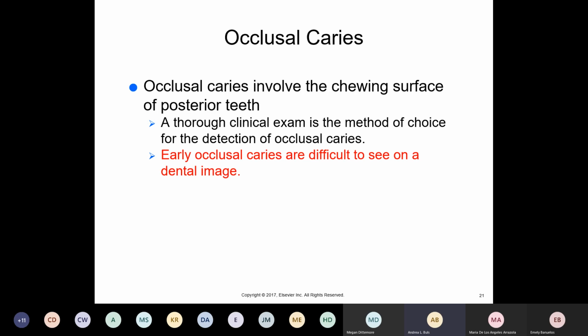So the bad thing about occlusal caries is they're very hard to detect on X-ray. When you look at the occlusal surface, we've got all of these cusps, and they kind of superimpose themselves on each other when we take an X-ray. So the decay has to be pretty deep into that occlusal surface, almost through the enamel, before we can actually see it on an X-ray. So for occlusal caries, we're going to rely on clinical exam and our X-rays.